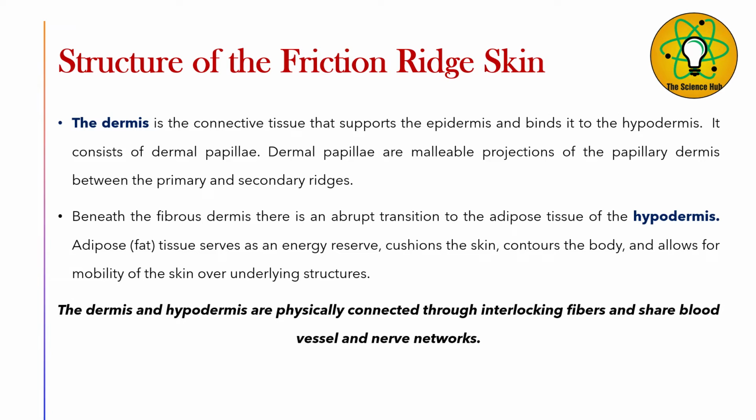Beneath the fibrous dermis, there is an abrupt transition to the adipose tissue of the hypodermis. Adipose tissue serves as an energy reserve, cushions the skin, contours the body and allows for the mobility of skin over underlying structures. The dermis and hypodermis are physically connected through interlocking fibers and share blood vessels and nerve networks.